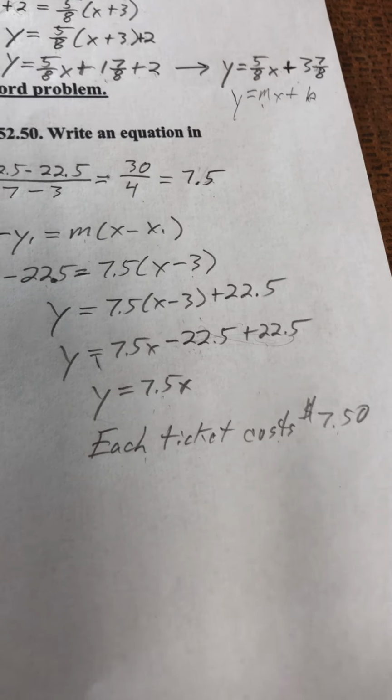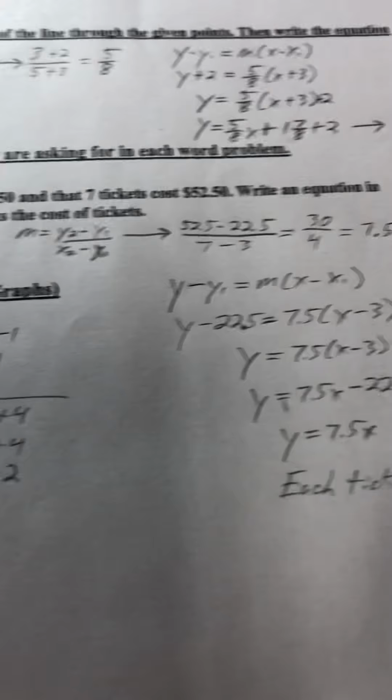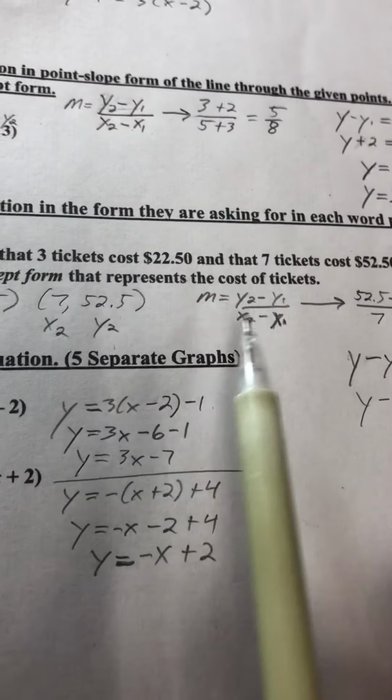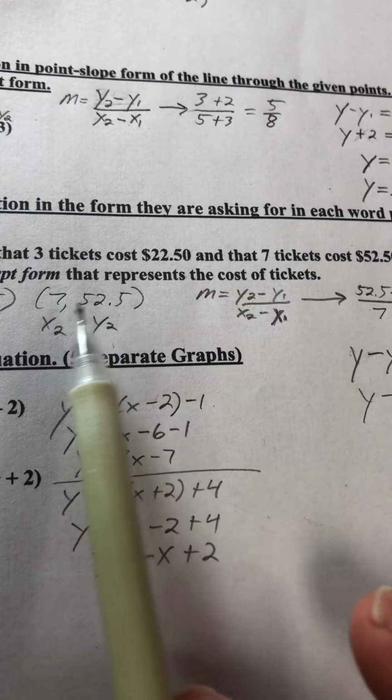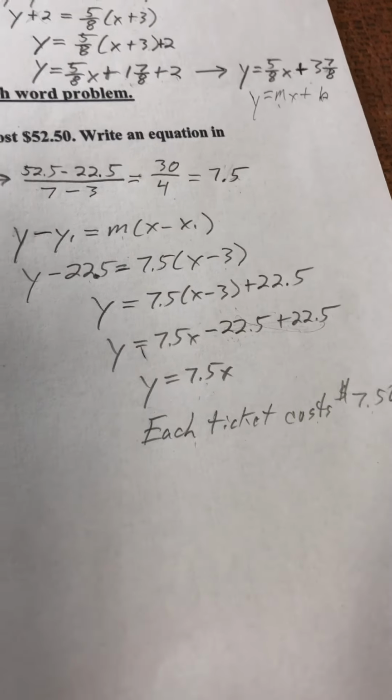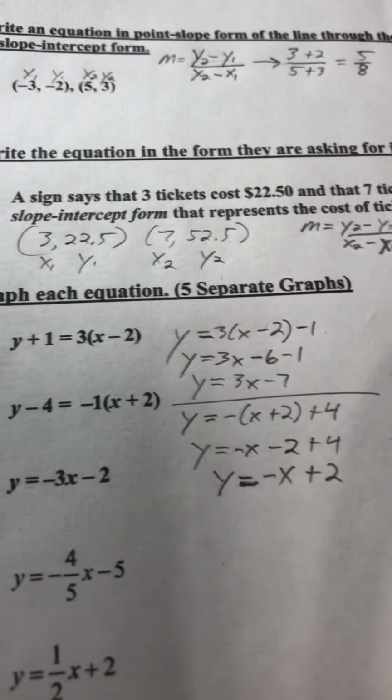So each ticket just costs $7.50. And without doing all that work, you could have figured that out by just taking 22.5 divided by 3. And you could have taken 52.5 divided by 7, and you would have gotten $7.50. So, I don't know, but that's a lot of work. So hopefully you pause that.